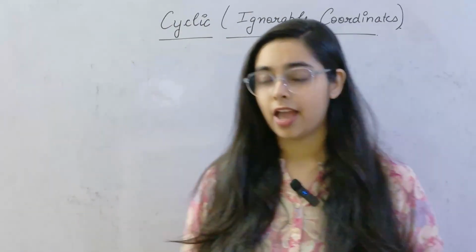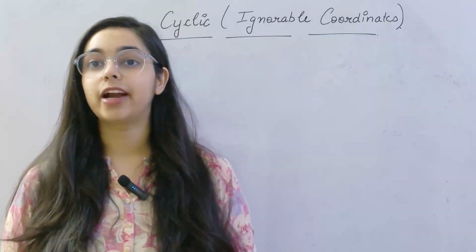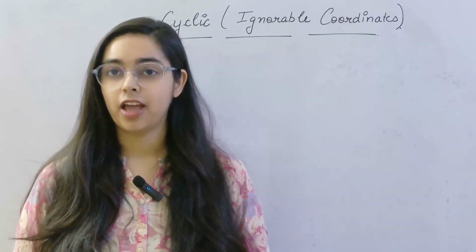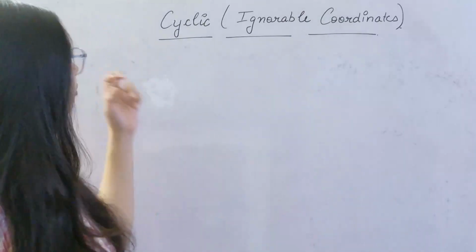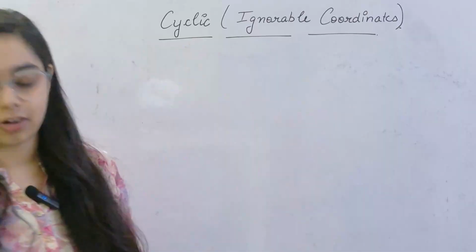Today we are discussing cyclic or ignorable coordinates, which play a very important role regarding the Euler-Lagrange equation, and what is the physical meaning of those cyclic coordinates. Today we will discuss all of the questions regarding that. So firstly, what are cyclic or ignorable coordinates?